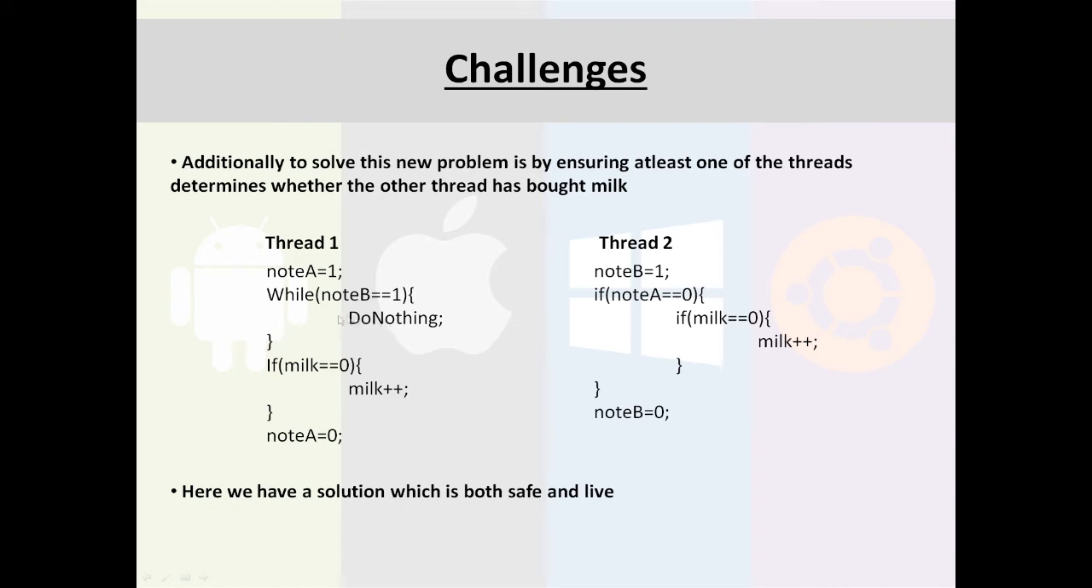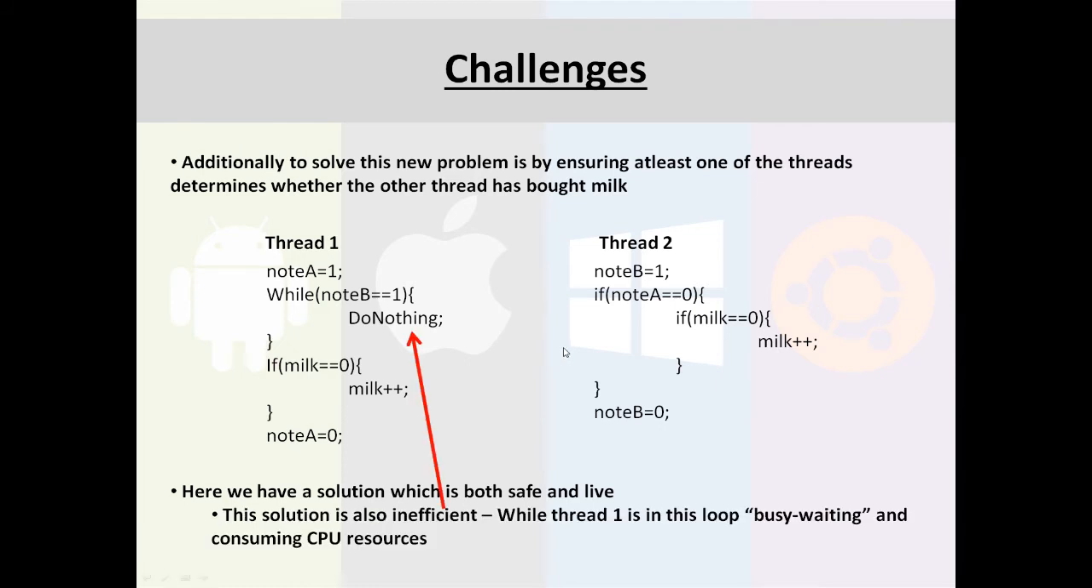So it's basically just going to hang here, or it's going to wait until our thread 2 is finished contemplating something. If thread 2 then finishes without buying milk, we'll then exit this because node B will equal 0 over here, and we will then check if the milk is fine. If the milk isn't fine, we'll buy milk, and then we will change our node back to 0. So that's one solution which is both safe and live.